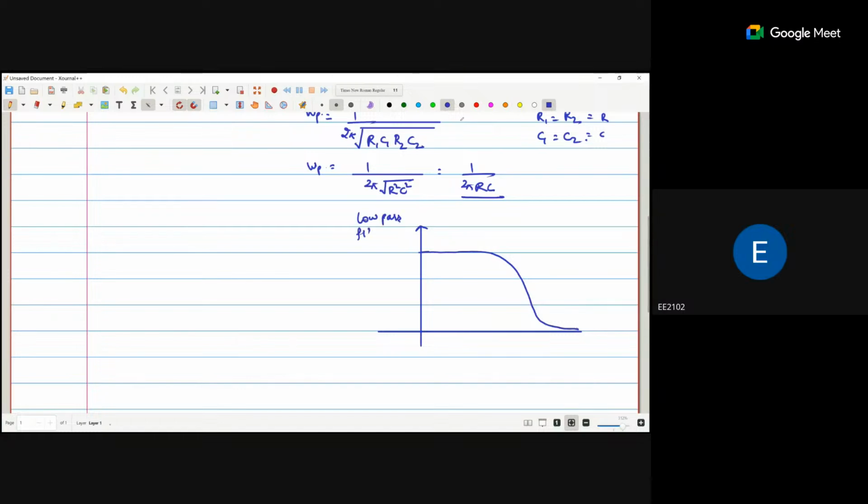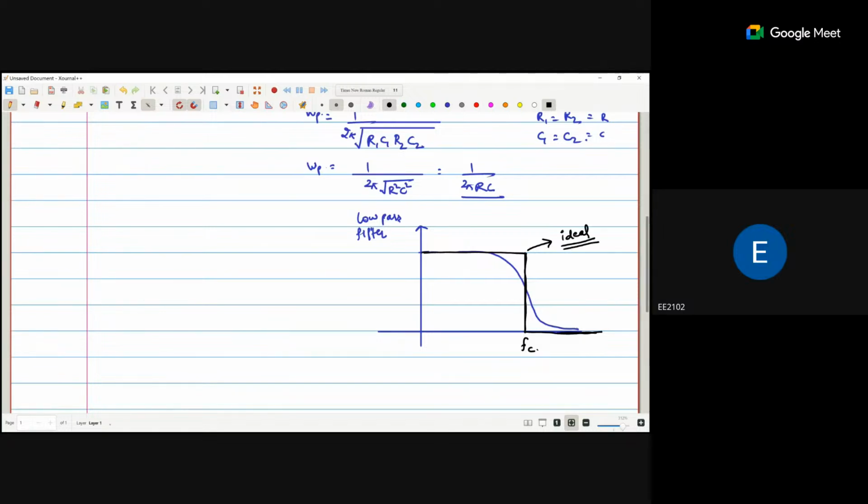How will it be different from the ideal low pass filter? The ideal low pass filter will behave like this one. Assume the transition from the pass band to the stop band exists at a single frequency, that is called the cutoff frequency. That is the ideal response.